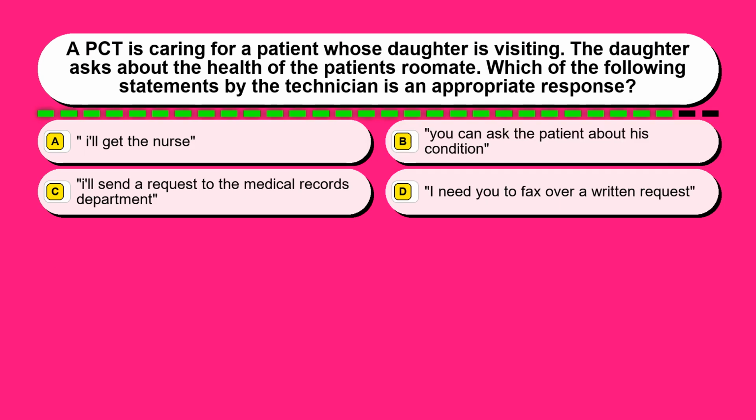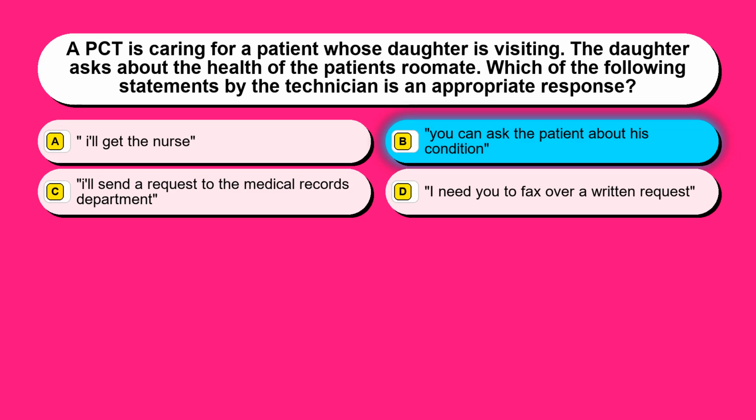Question 71. A PCT is caring for a patient whose daughter is visiting. The daughter asks about the health of the patient's roommate. Which of the following statements by the technician is an appropriate response? Option A, I'll get the nurse. Option B, you can ask the patient about his condition. Option C, I'll send a request to the medical records department. Option D, I need you to fax over a written request.